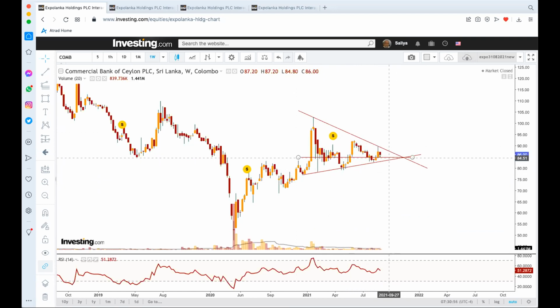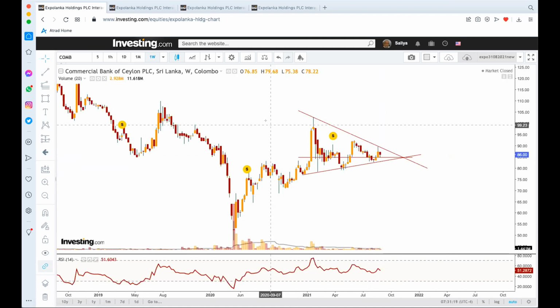The only thing is that as far as this apex is concerned, which is around the 84, 82 level, we can see that it is getting tested at that point. The reason why I'm using a bank is because a lot of people don't like to look at banks.